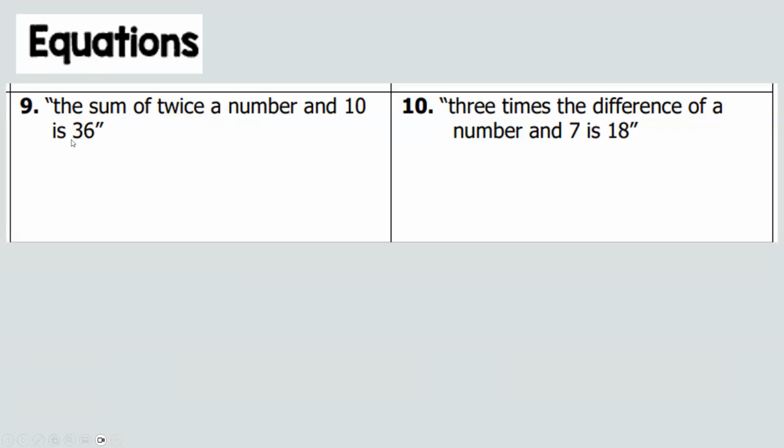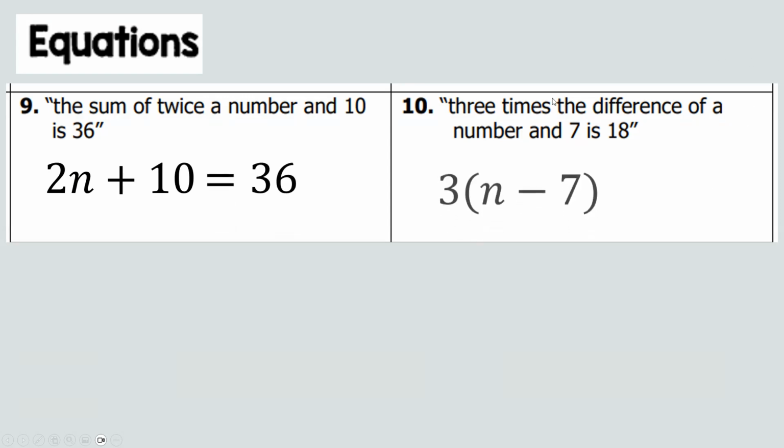Equations, all right, is an equal to. So the sum of twice a number and 10 is 36. 3 times the difference of, oh, parentheses here, 3 times the difference of n and 7, so 3 parentheses, n minus 7, is 18. That's good.